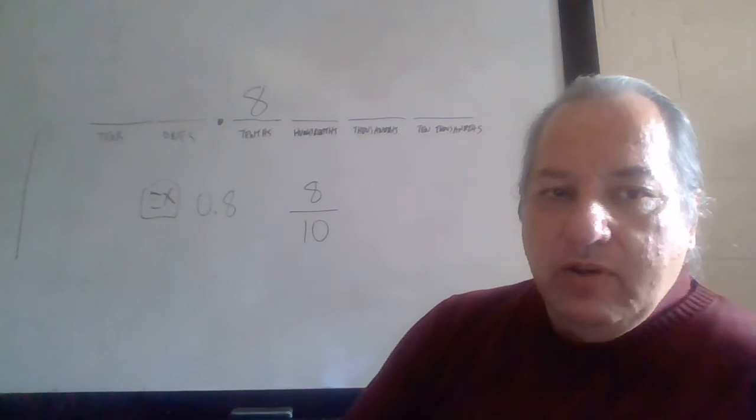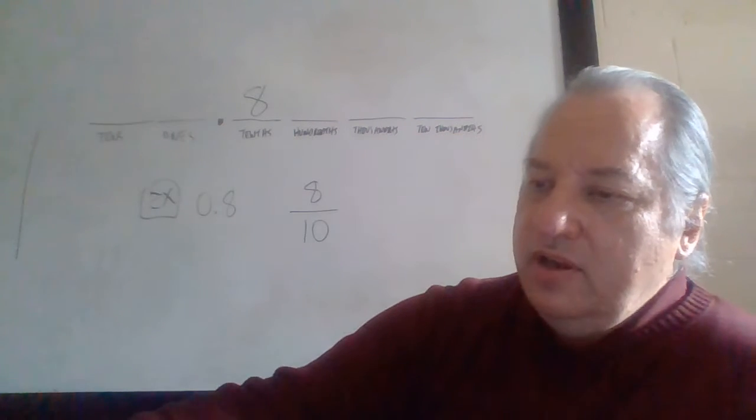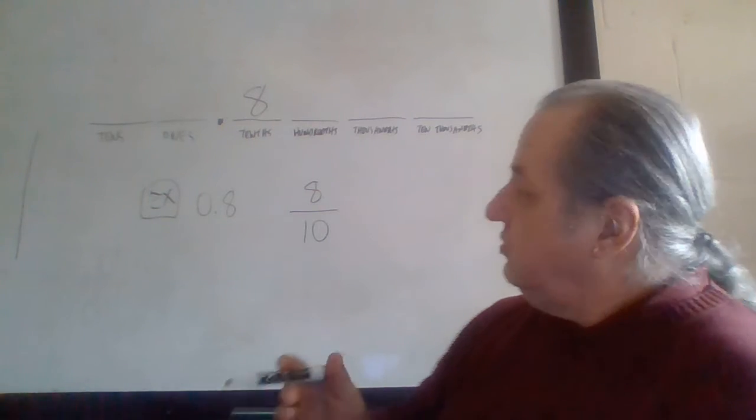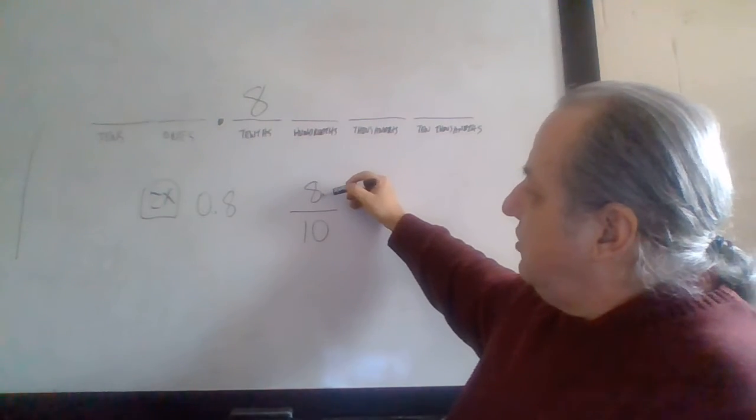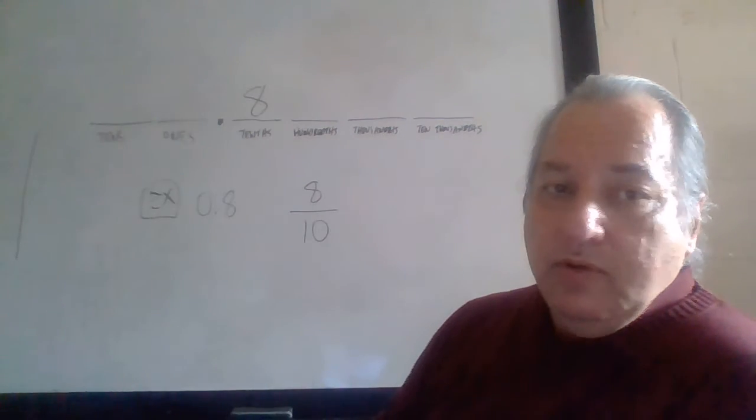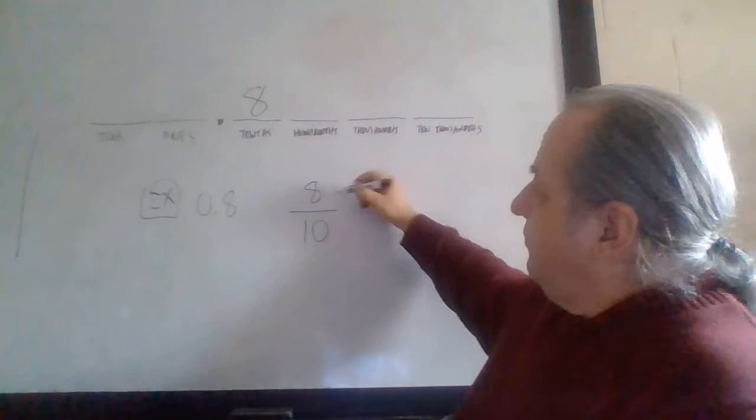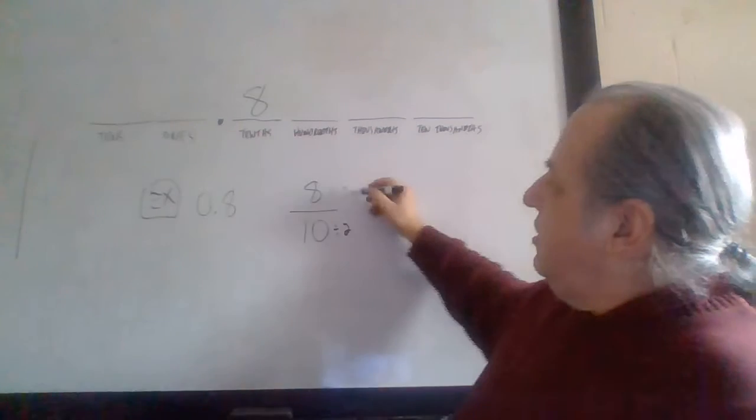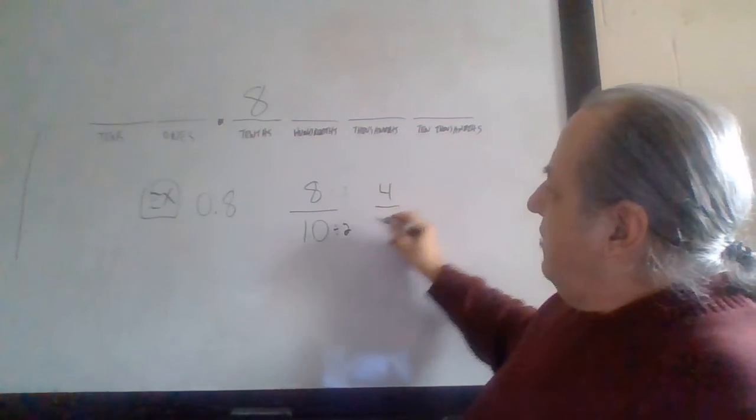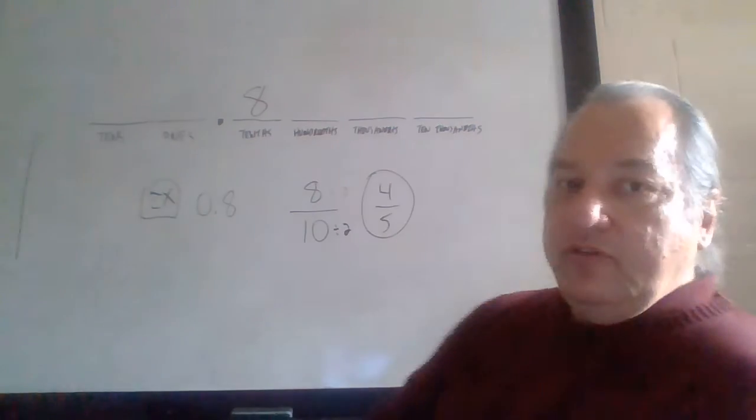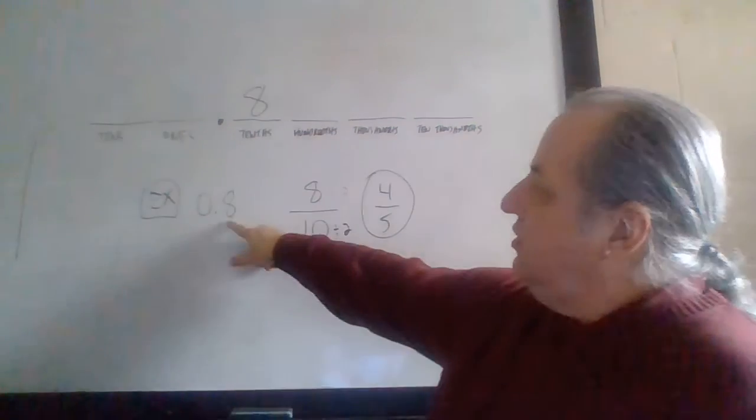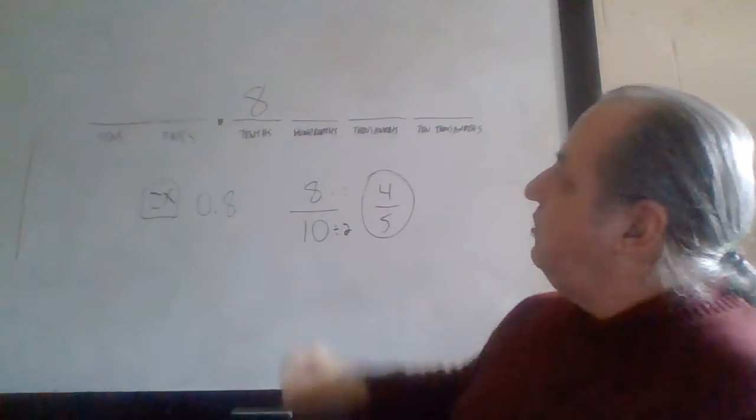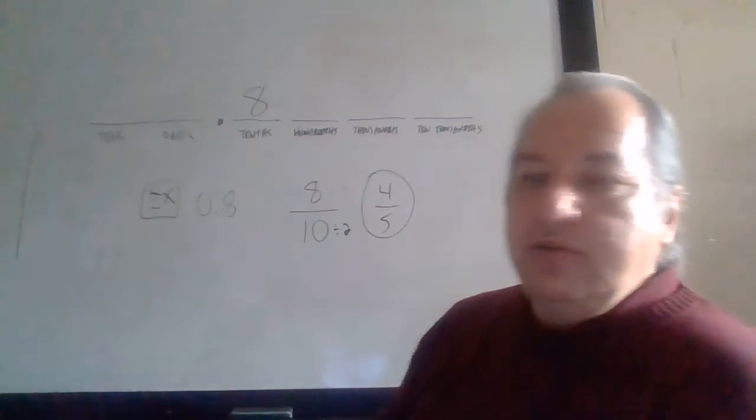And once I've done that, the only question I have to ask is, is it in simplified form? And for this, the answer is no, because can you think of a number that divides evenly into both 8 and 10? Well, they're both even numbers, so 2 will work. So I would still have to take the extra step of dividing the 8 by 2 and the 10 by 2. 8 divided by 2 is 4. 10 divided by 2 is 5. So 4/5 is the simplified fraction form of 0.8. So again, putting these numbers onto the chart does help to show you what your denominator is going to be.